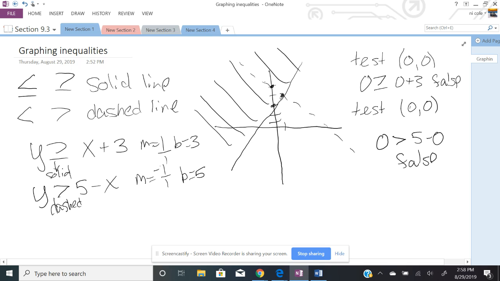Okay, so I'm going to go to 0, 0 and look at 0, 0. And I see that it's false, so I need to go to the other side of the dashed line. And I'm going to go like this. Okay, and this area up here is my solution set. This is where they overlap, and that's your solution set. And you will use that on Math Excel.